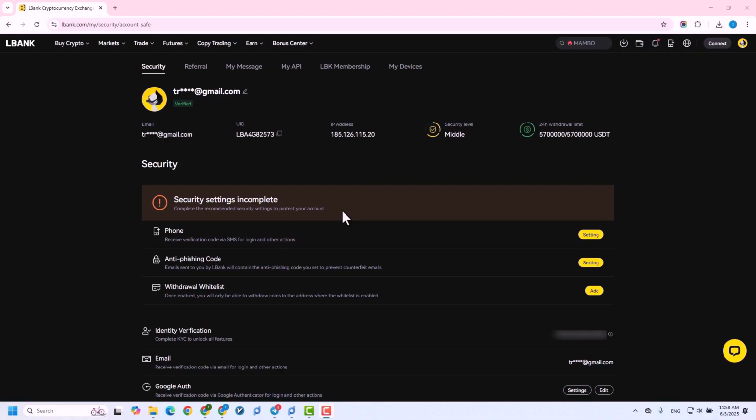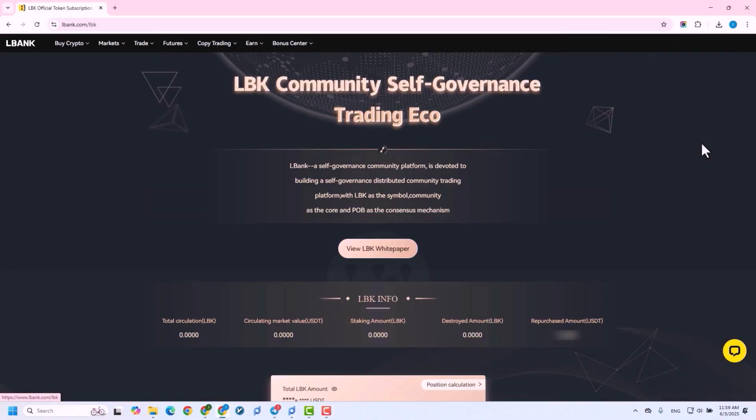A withdrawal whitelist to restrict withdrawals only to trusted addresses, and identity verification for full access to account features. Enabling these options increases the security level of your account to higher states. The next section is related to LBK membership, where information about the LBK token, the exclusive token of the LBank Exchange, and its economic system is displayed to you.